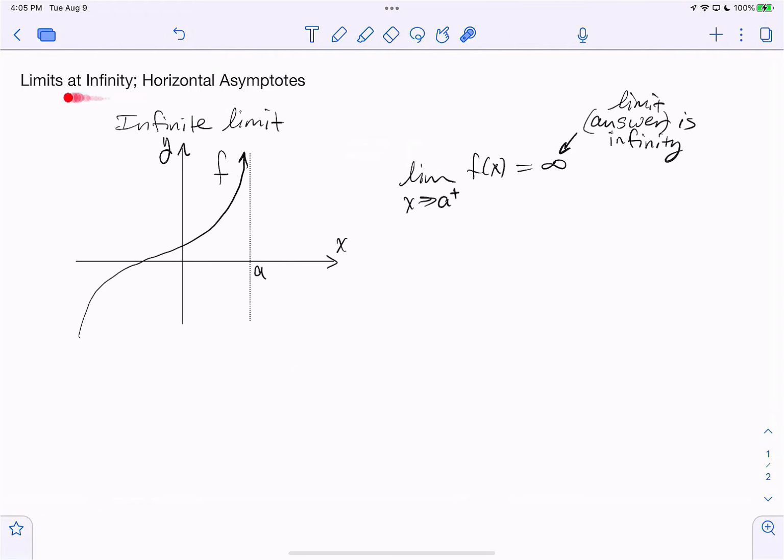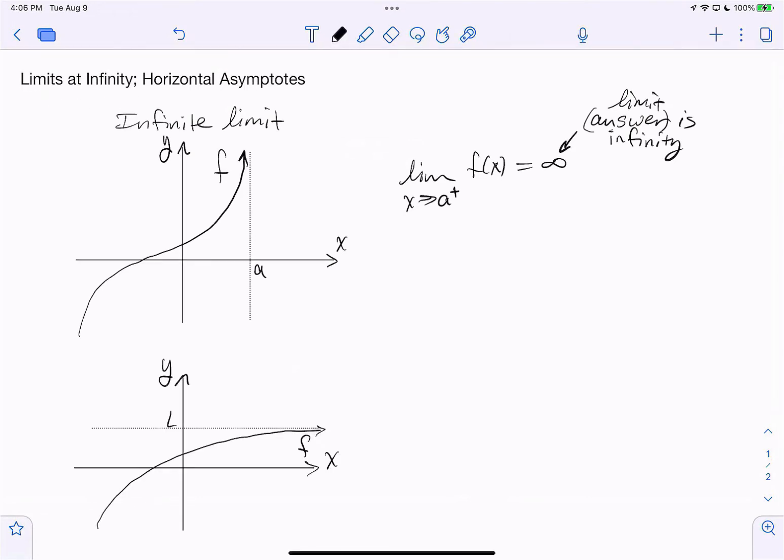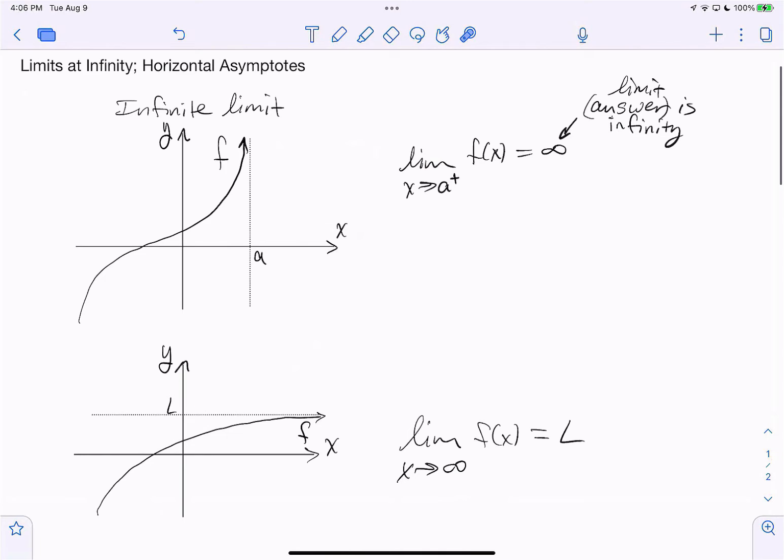Here we're talking about limits at infinity. And what we're going to see is that a limit at infinity is related to a horizontal asymptote. So let's say here for this function pictured, the limit as x approaches infinity of f of x is equal to some number L. Instead of the answer being infinity here, we're saying that x goes to infinity.